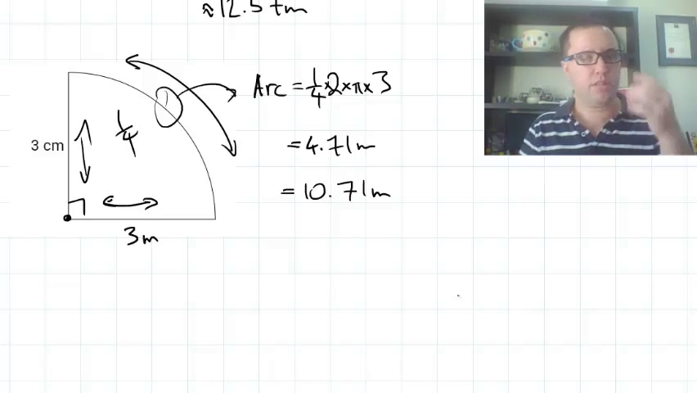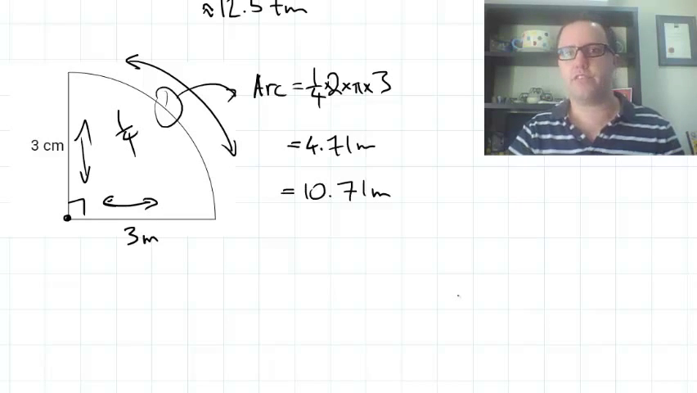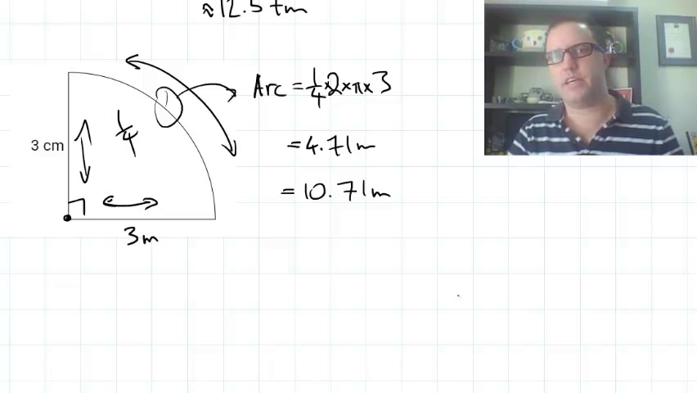Now that could be a little advanced. We might not be covering that in grade 8, but it's something for you to think about, and you might be able to get on top of that pretty easily.